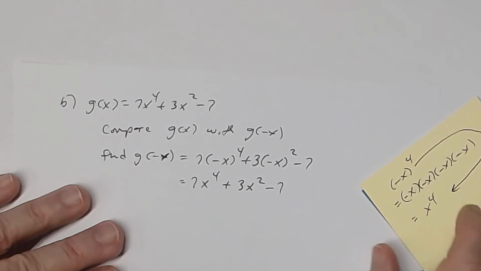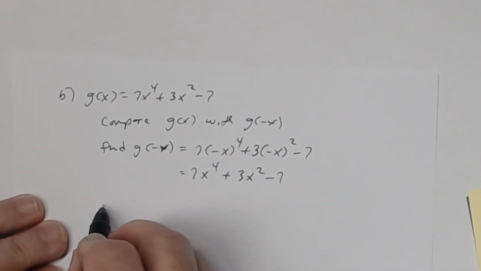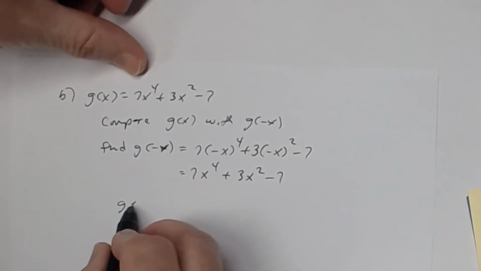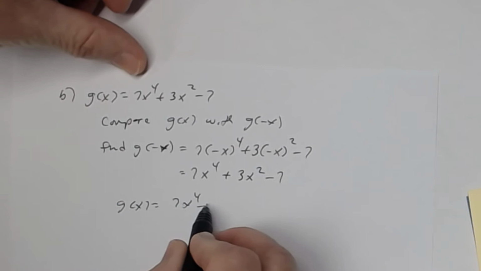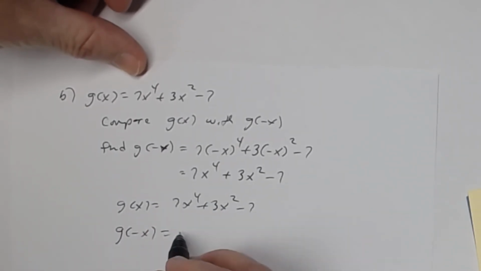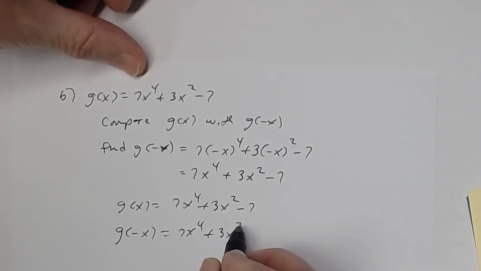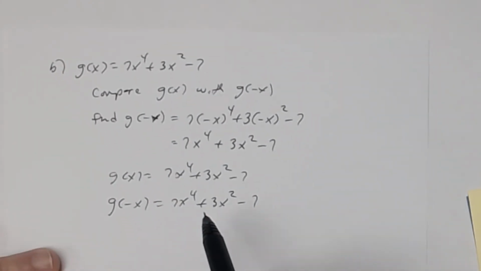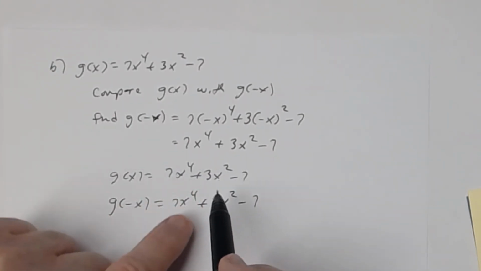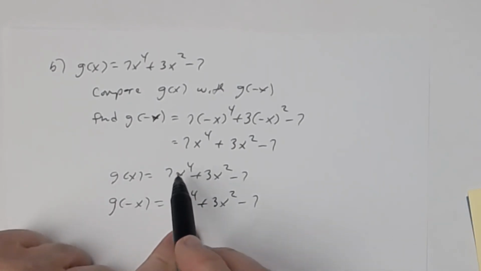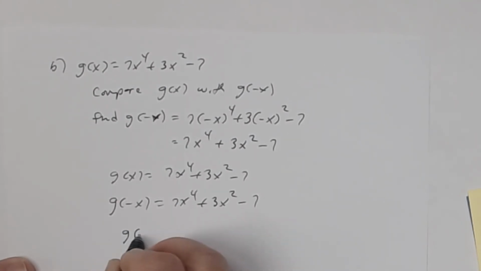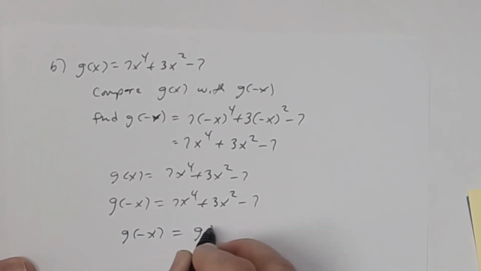Now, I want you to compare g of x with g of negative x. So here's g of x, 7x to the fourth, plus 3x squared minus 7. And then here's g of negative x, which is 7x to the fourth, plus 3x squared minus 7, right? What do you notice about those two expressions, those two trinomials that you have? You notice that those are exactly the same, right? So that means g of negative x is equal to g of x.